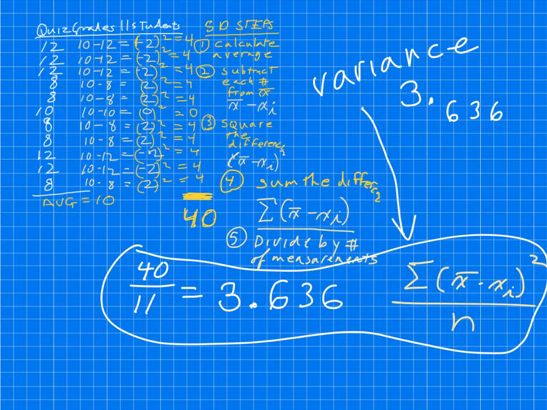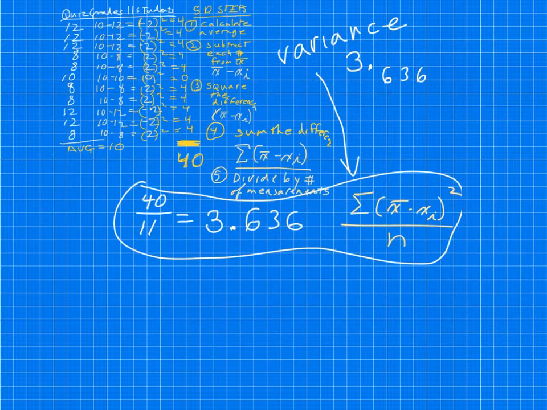Now, to get standard deviation, which is what I prefer to use, we have one last step to do. Step 6: take the square root.